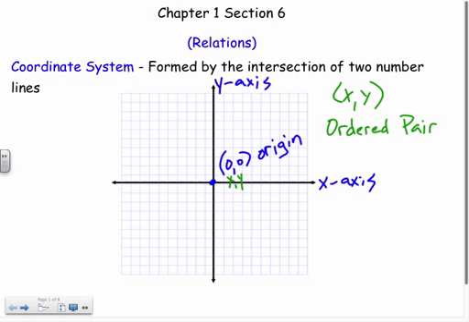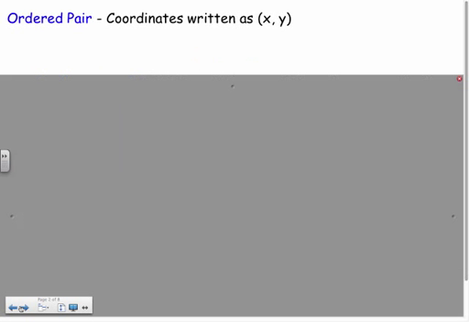So for example, if I was going to graph -4, 2, I would go -4 in the x direction. So I always go from 0, 0, the origin. 1, 2, 3, 4, -4, and up to +2 in the y direction. That would be my point, -4, 2. Okay, there's some review there from what we've done before, some terms.